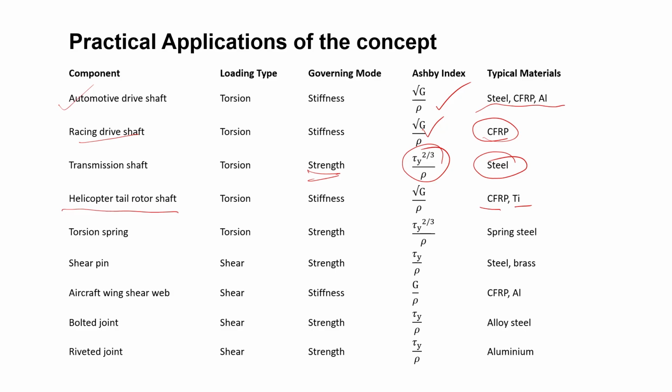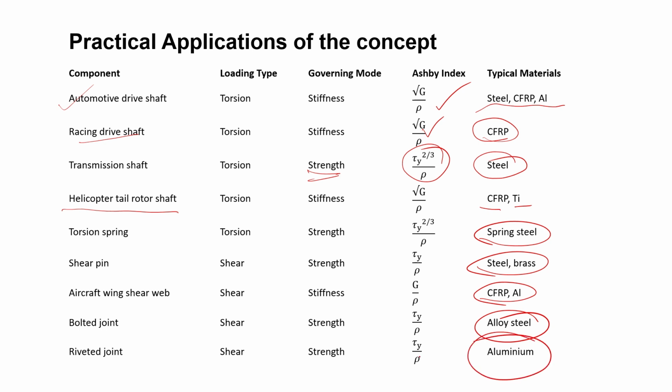Torsion springs, again spring steel. Shear pins, like those cases of bolts and rivets I told you, steel or brass. Aircraft wing shear web, CFRP or aluminum, which I just now discussed. Bolted joint, alloy steel; riveted joint is aluminum. So, that is generally the practical applications, and you see all of them follow from the table that I have just described to you.